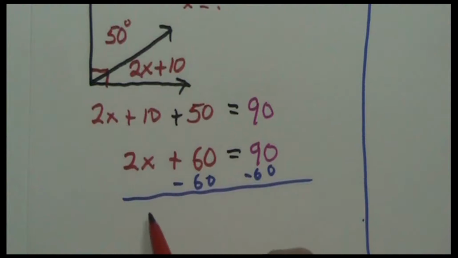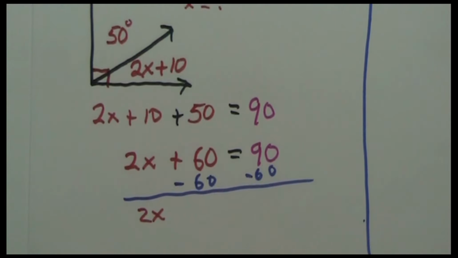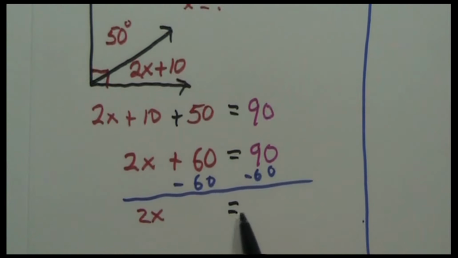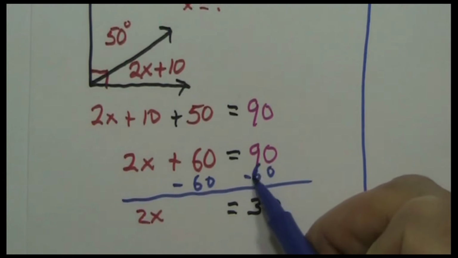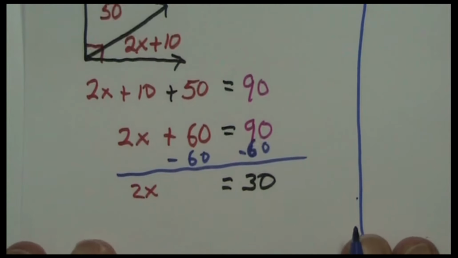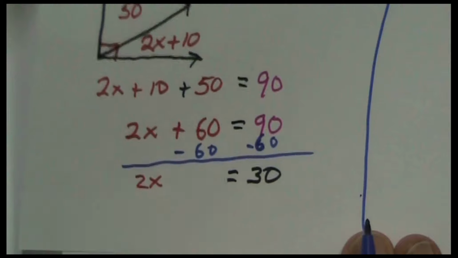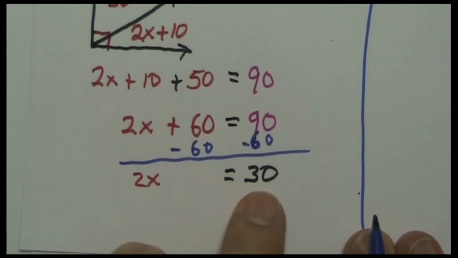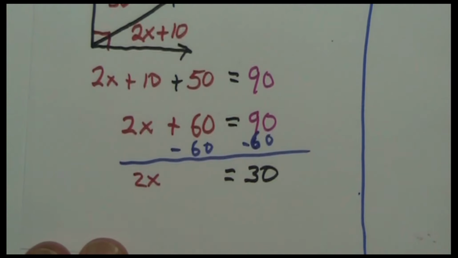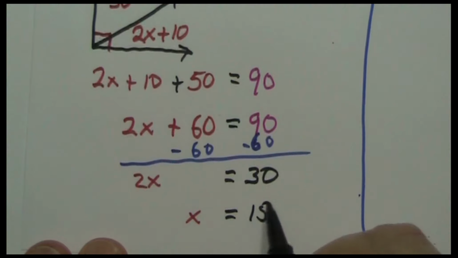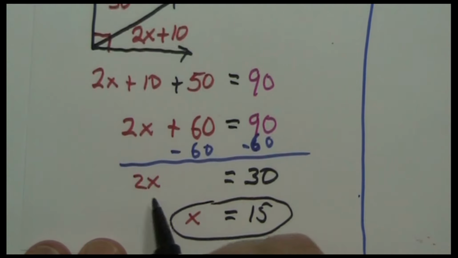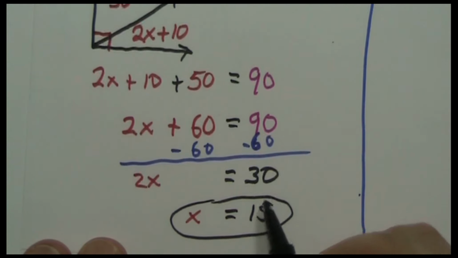All right, and that gives us 2x equals 90 minus 60 is 30. This was a 60. And you could probably tell your answer right now, right? Because 2 times something is 30. The answer is 15. Right? Divide by 2, divide by 2. The answer is 15.